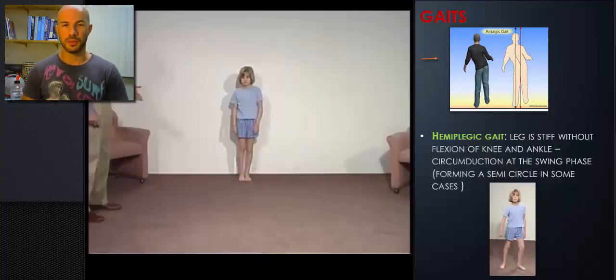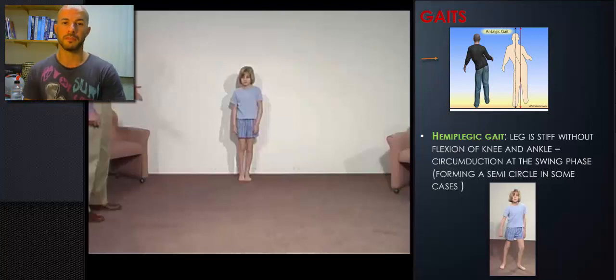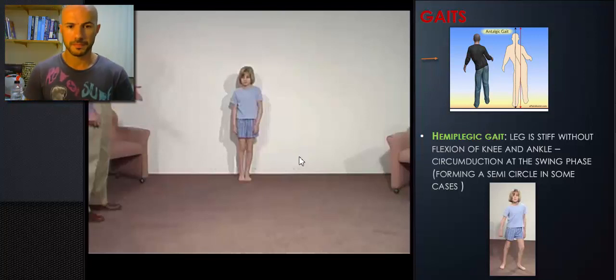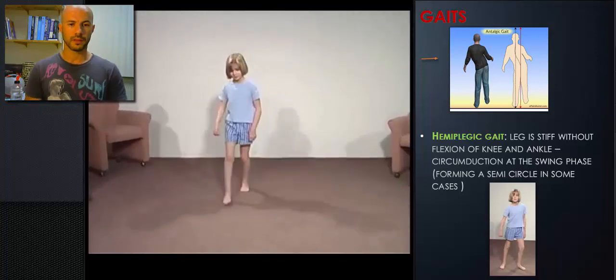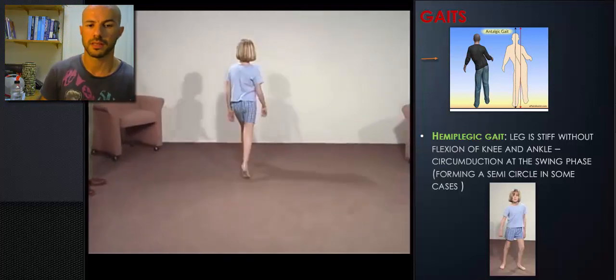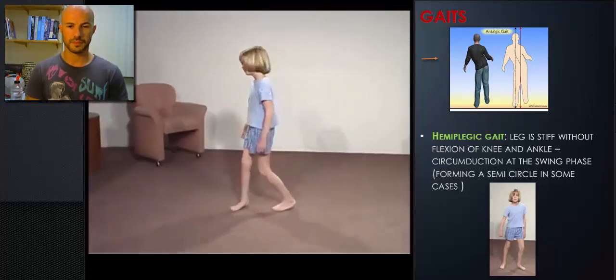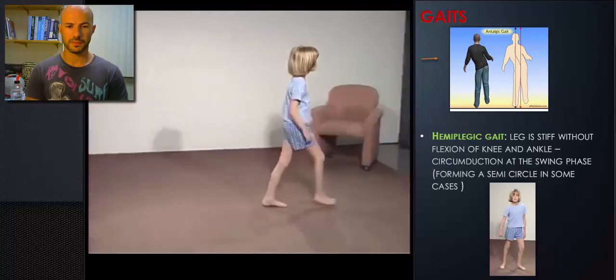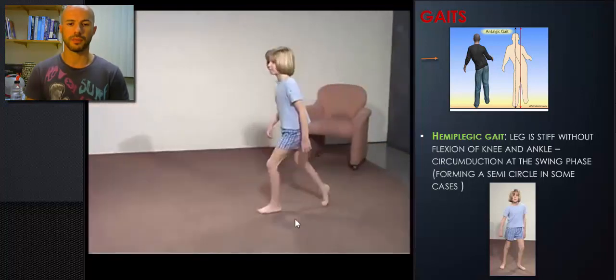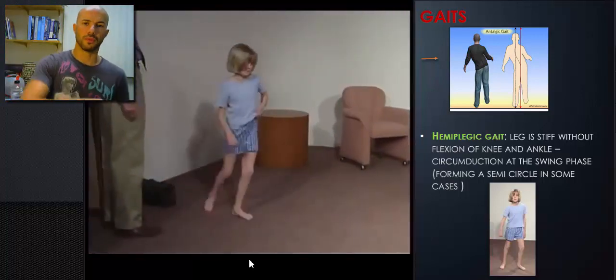The last abnormality we're going to check today is called the hemiplegic gait, when there's no clearance of the foot during the swing phase, when there's no flexion at the knee. Let's check it. You can see that there's a problem with the clearance. The foot is scraping the floor.